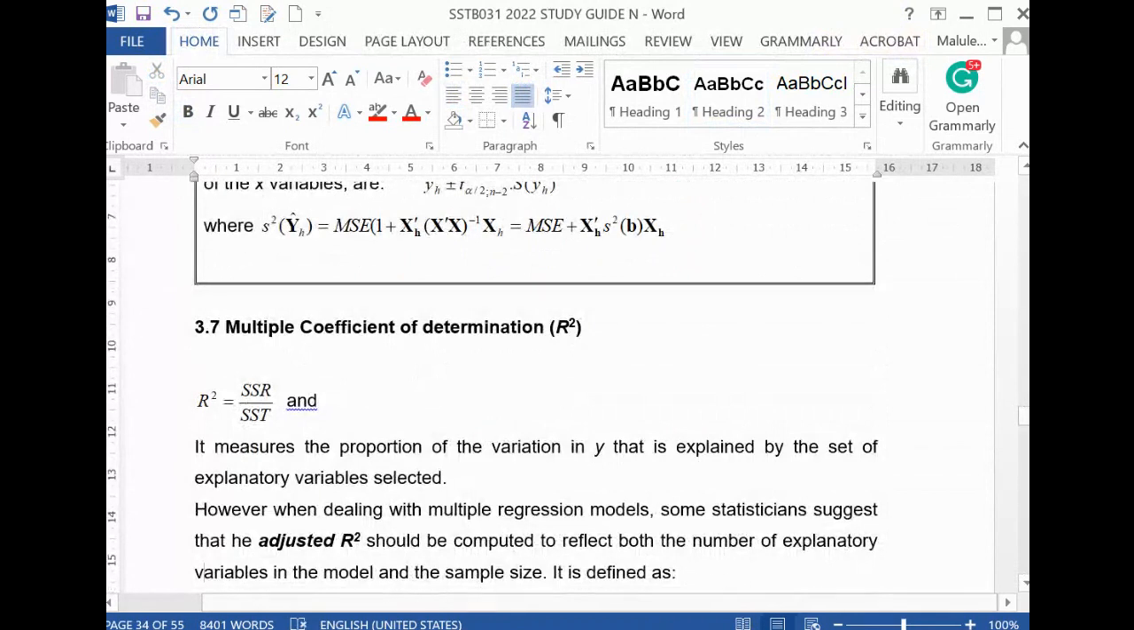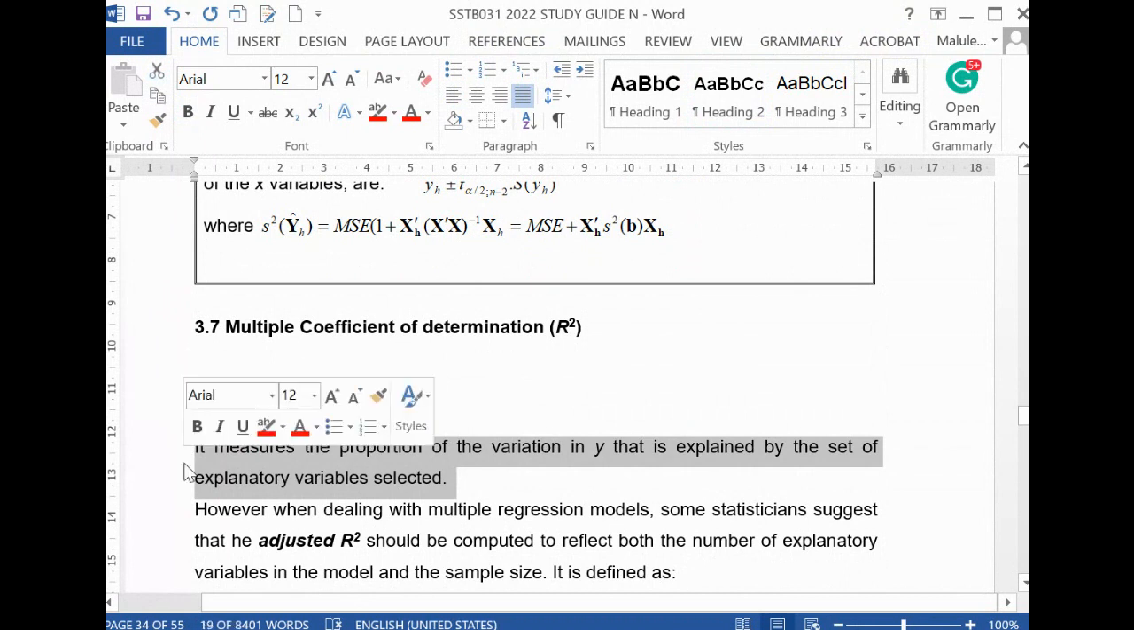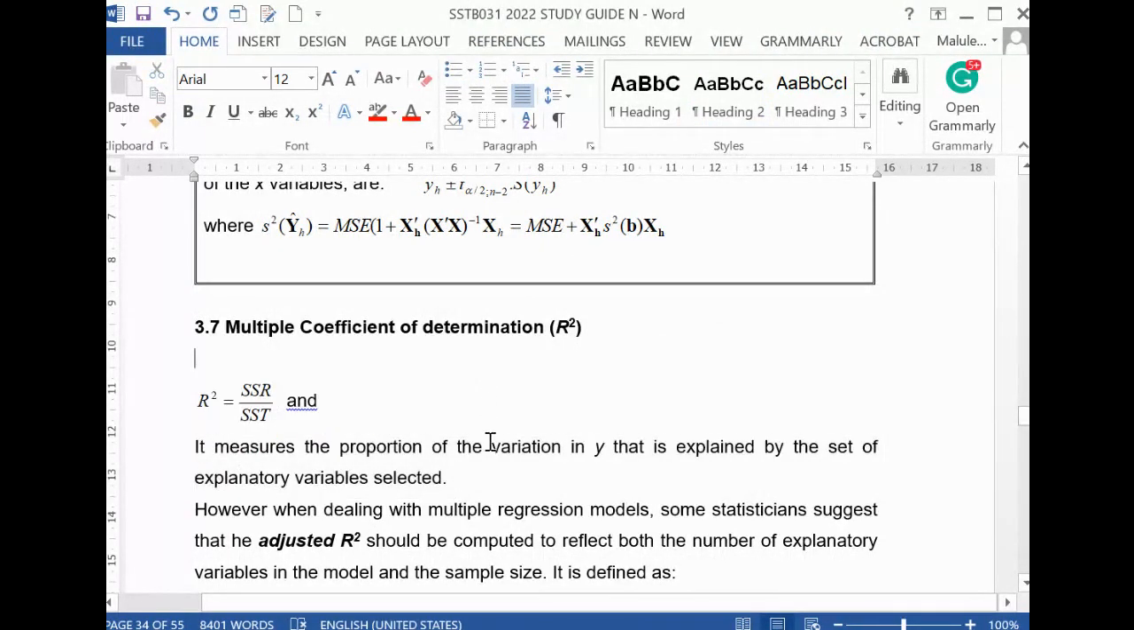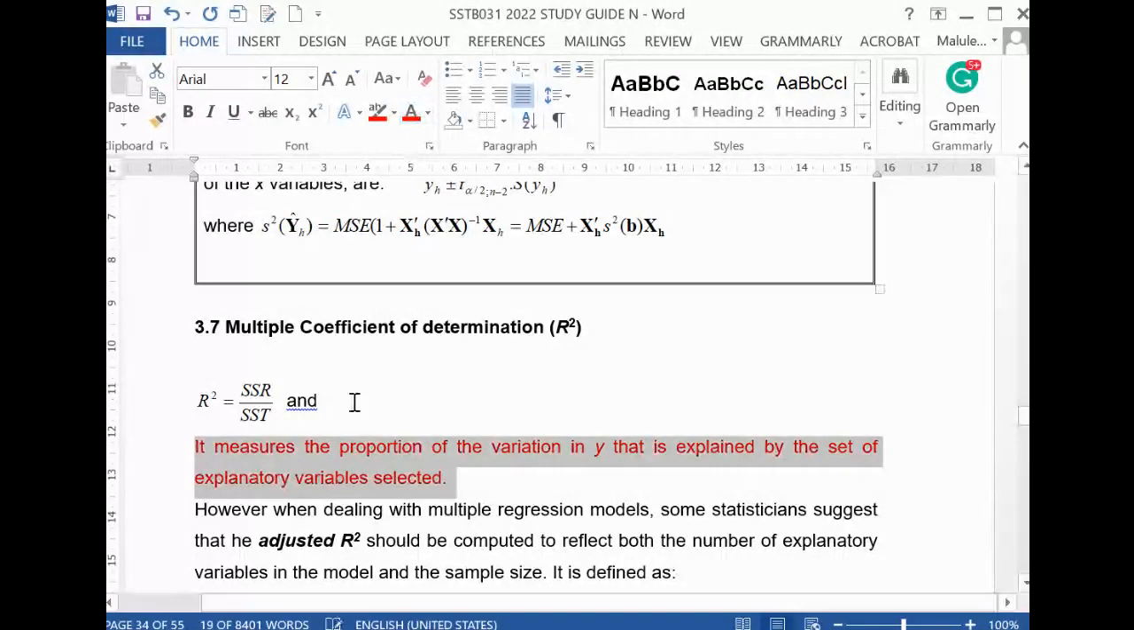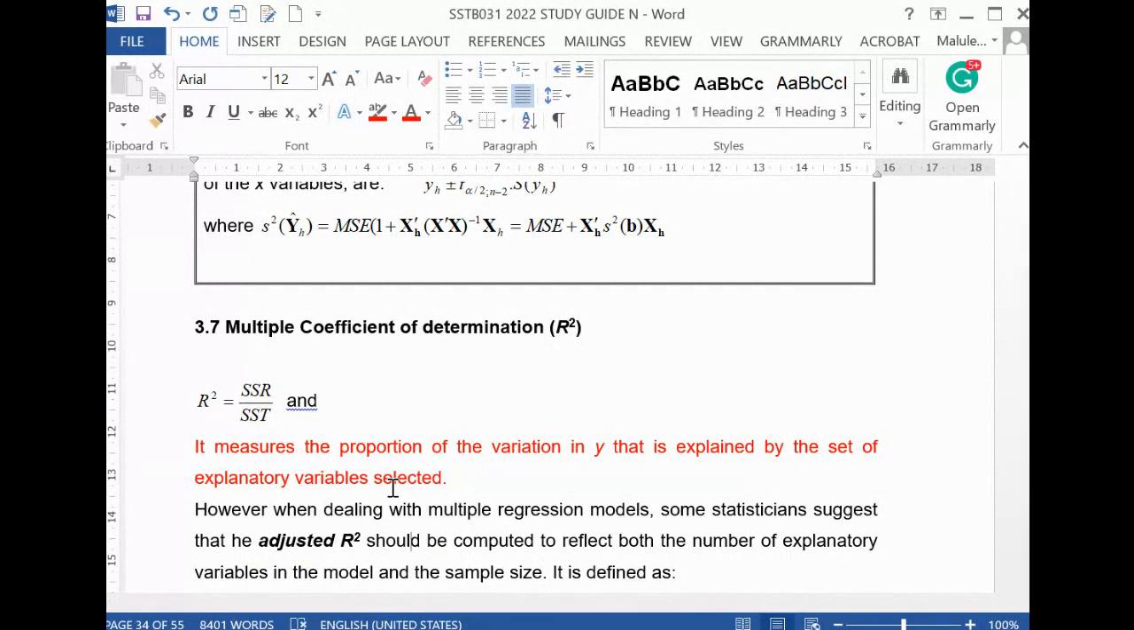I asked you in the morning to give me the definition of coefficient of determination in multiple linear regression. You kept quiet. Here's the definition that I was talking about. It measures the proportion of the variation in Y that can be explained by the set of explanatory or independent variables selected. So based on the question that we did in the morning, your R squared there was 95.